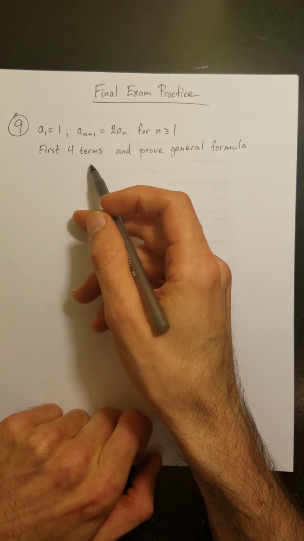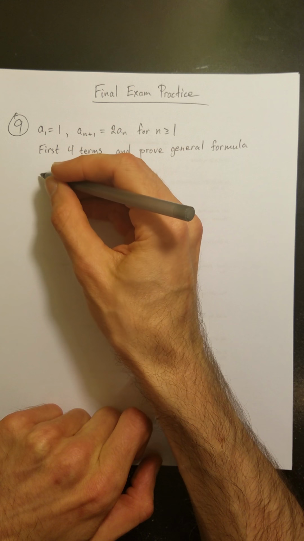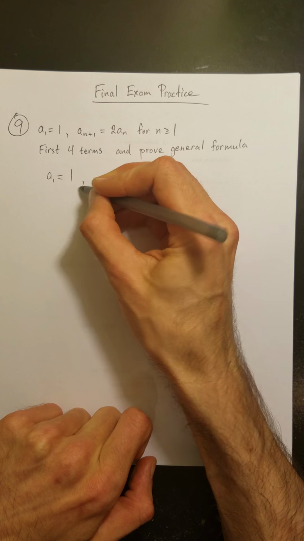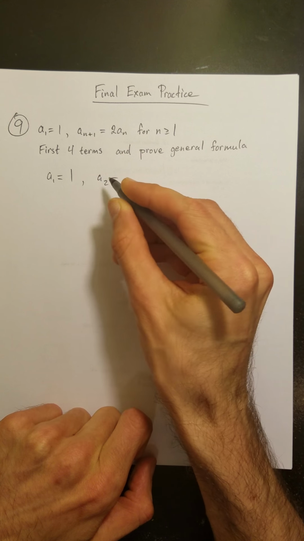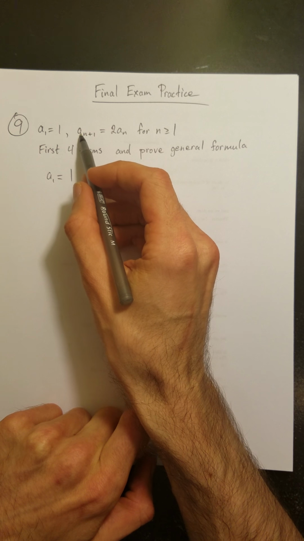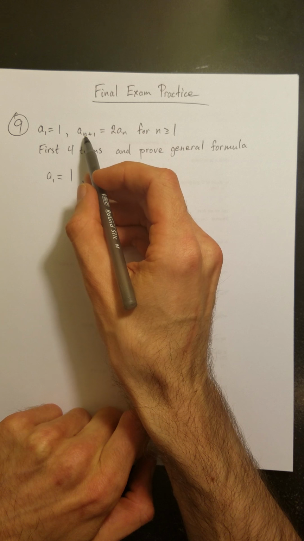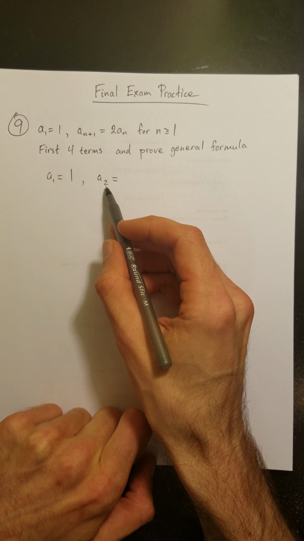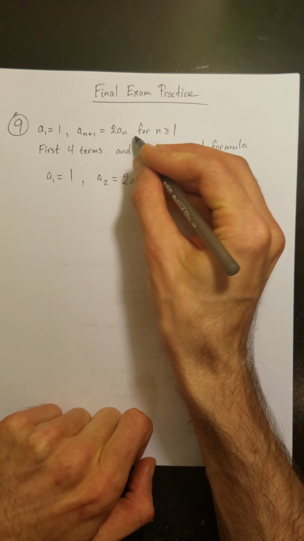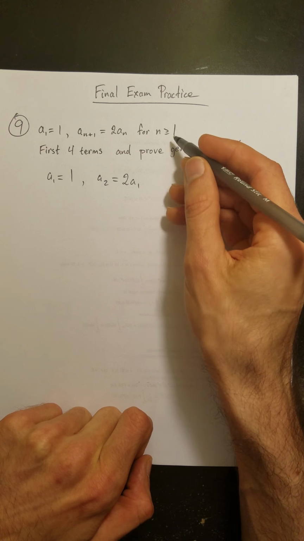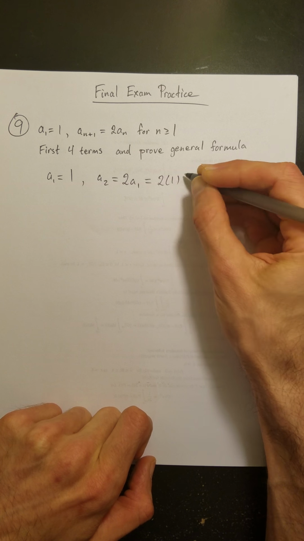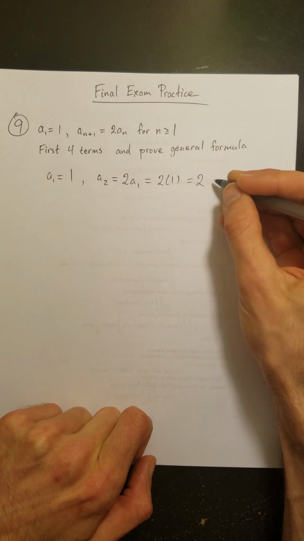So first, we'd like to find terms 1 through 4. Term 1 is already given to us, so it's equal to 1, of course, so that's pretty easy. We want the second term, and this is essentially using this formula for n equal to 1. We know that a sub 2, the second term, is equal to 2 times a sub 1. So using our recursive formula for n equals 1, and we know a1 is equal to 1, we have 2 times 1, which is of course equal to 2. So this is our second term.